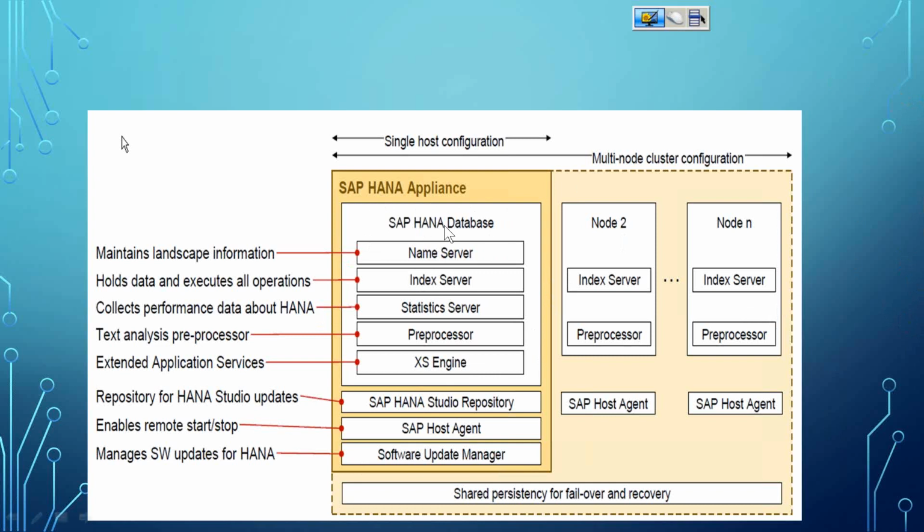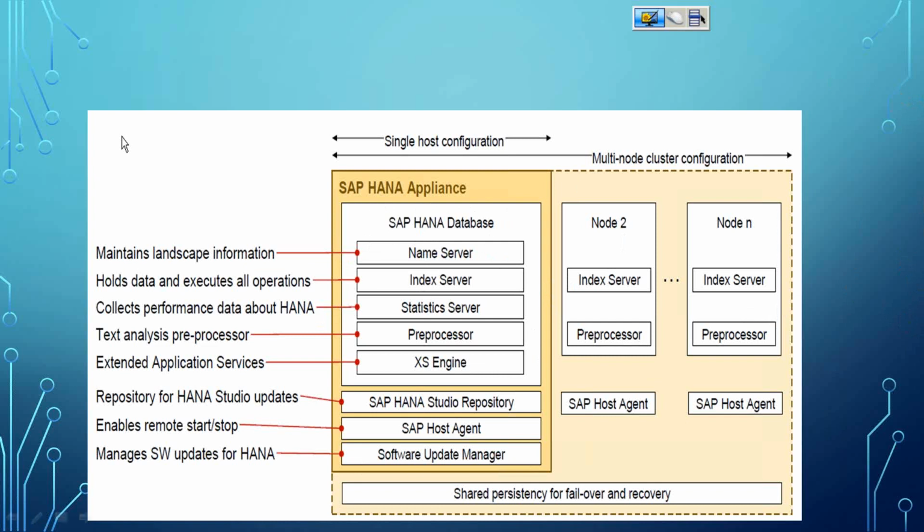So here, when you see in a SAP HANA database, the first thing is your name server, which will maintain the landscape information. The whole landscape information, like how many nodes you have, what is the IP address, and where the data is located, right?